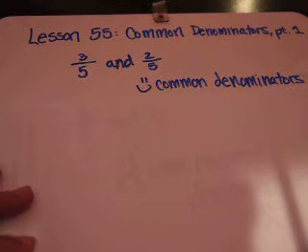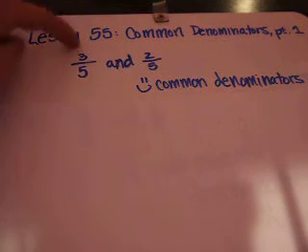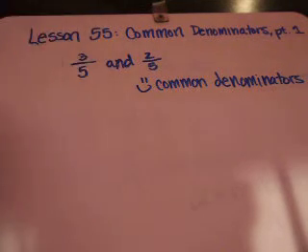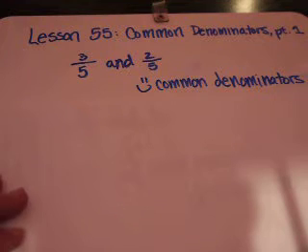Okay, if we were to add 3/5 and 2/5, we would have 5/5, which equals 1 whole. If we did 3/5 minus 2/5, we would have 1/5. And again, it's pretty simple. All you do is add and subtract the top numbers and keep the bottom, right? So we've done that a lot already.